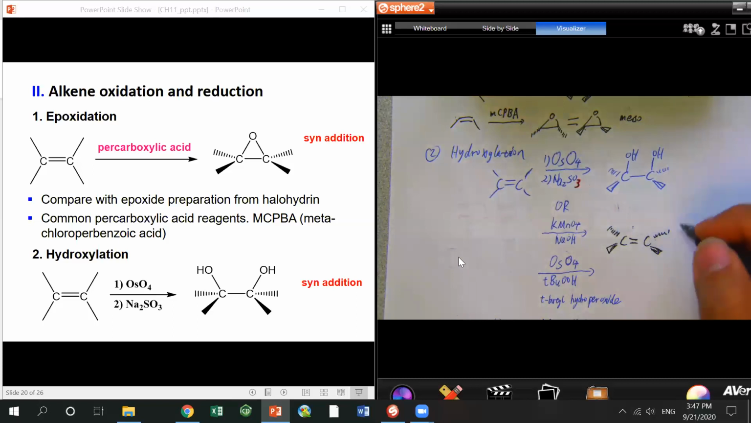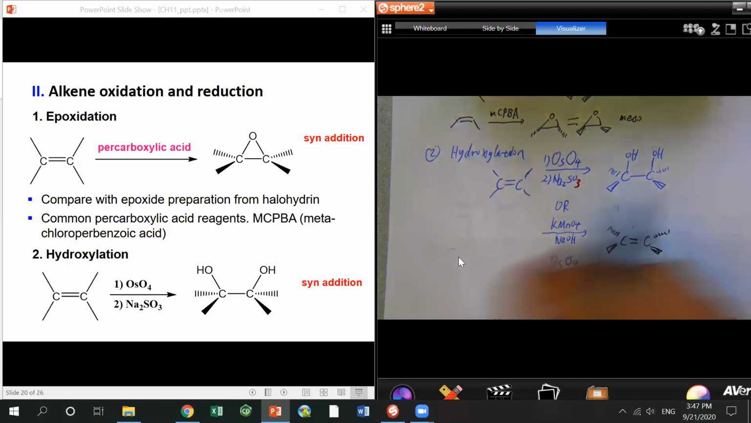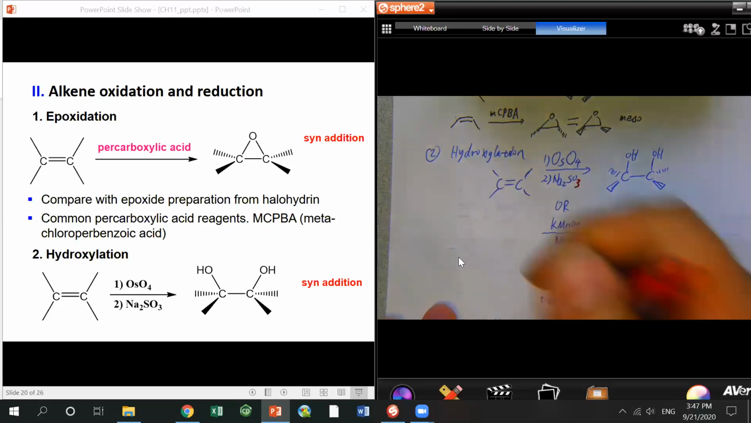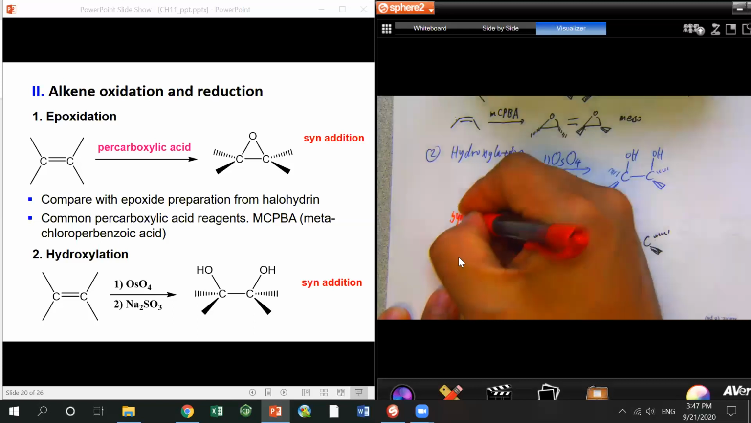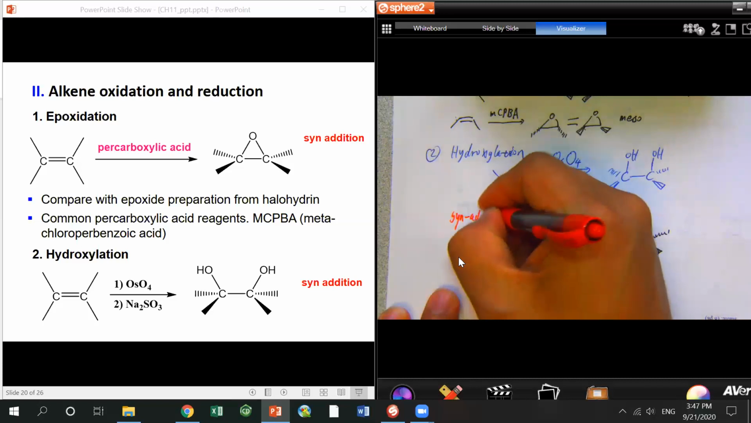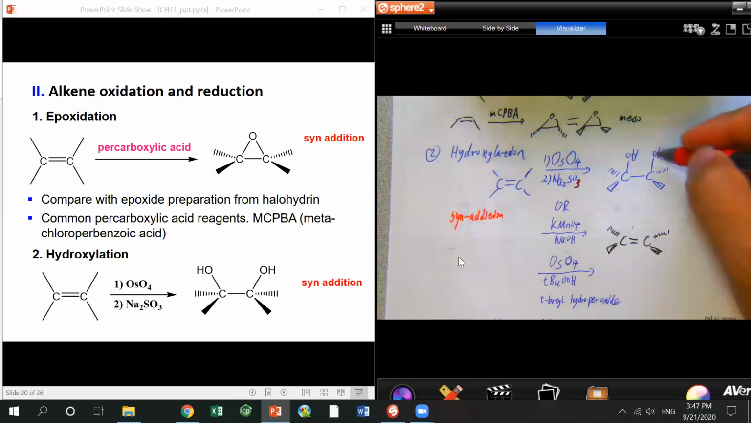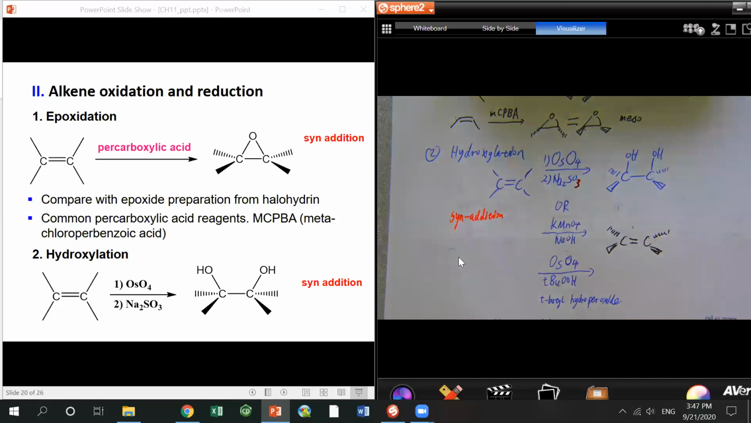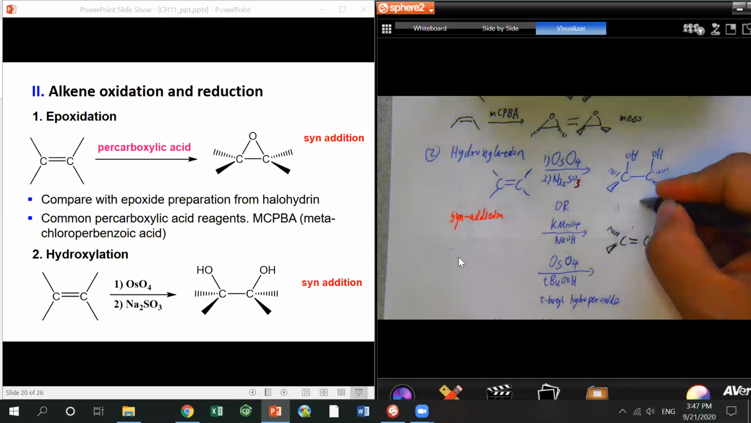For this reaction, keep in mind the stereochemistry is syn addition, so maybe I'll write it down here. That's important, because the OH groups add onto the same side. Why is it syn addition? Because osmium tetroxide comes in from the same side of the bond.